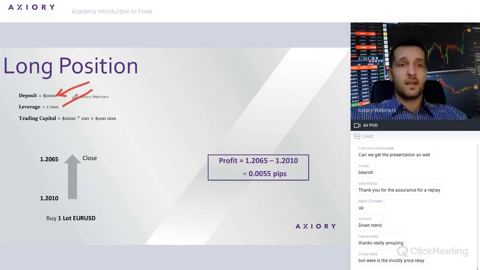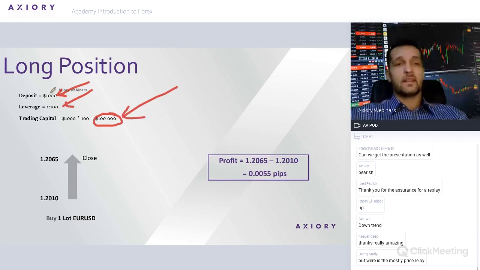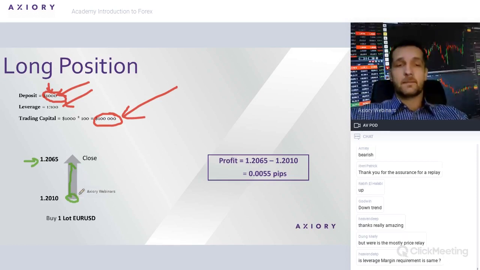This is $1,000. Leverage is 1 to 100, which makes your real trading capital $100,000. Thanks to the leverage, this original position is multiplied by 100, so you control 100,000. Let's say in this practice that you open one lot on euro-dollar at the price 120.10. The price goes up and you close your position at 120.65. You made nice profits. How big are the profits? Well, we will see. First of all, you need to count the amount of pips.